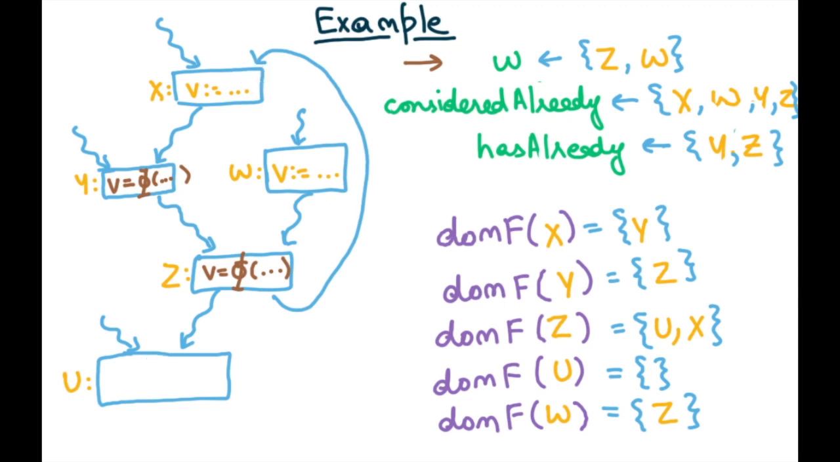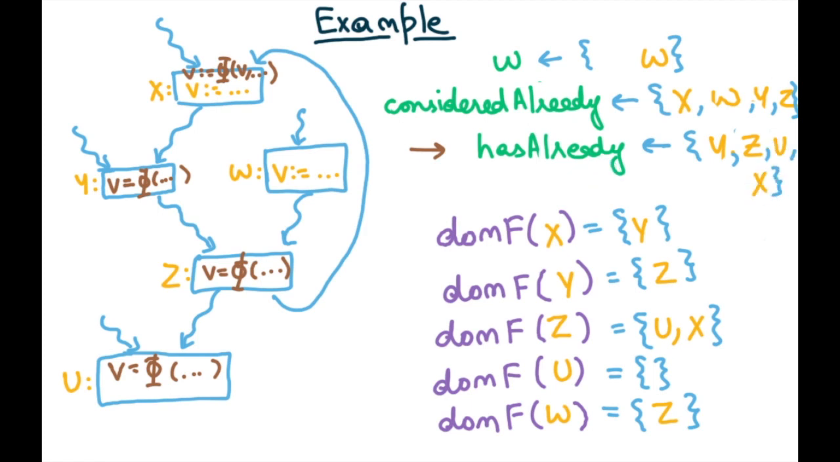So I'm going to place phi nodes at u and x and add u and x to the has already set. So let's see that. So indeed I picked z and I added phi functions to u and x, and I added u and x to has already.